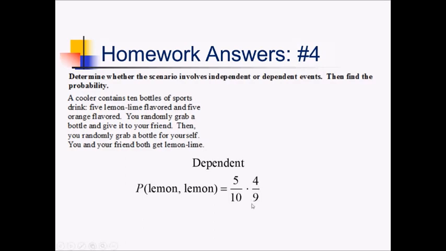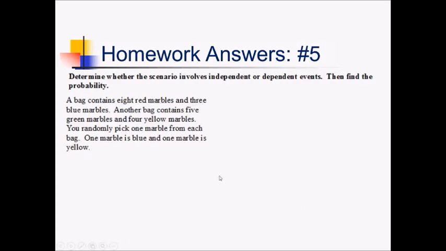And then let's just reduce this a little bit before we multiply it through. So we can reduce the 5 and the 10. That's going to be 1/2 times 4 over 9. And then we can reduce the 2 and the 4. So that's going to give us a 2 in the numerator. So when all is said and done, in the numerator we've got 1 times 2 is 2. And down below we've got 9. So 2/9 chance.